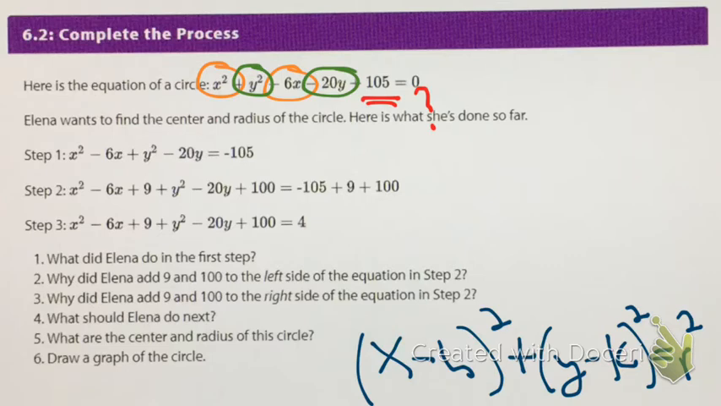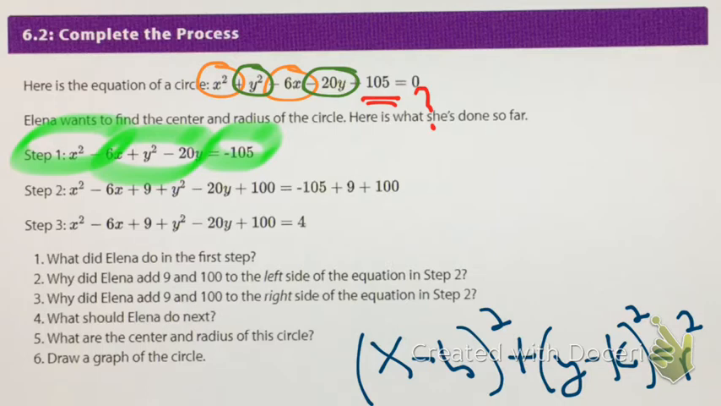So that's what she's doing. You notice her first step there? I'm going to highlight this. She just put all the x's together and all the y's together, and then she moved the 105 over. So she's got 2 out of the 3 pieces all organized. So that's mostly just organized. It's cleaning up the equation to get it ready to complete each square.